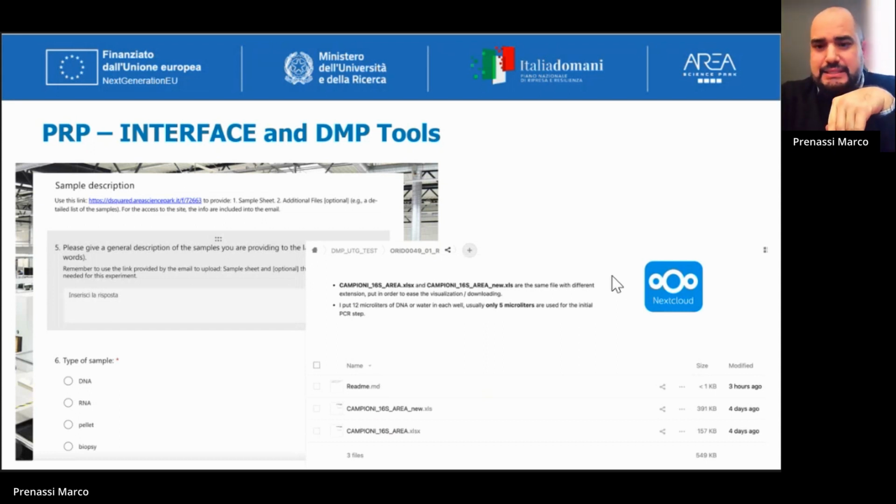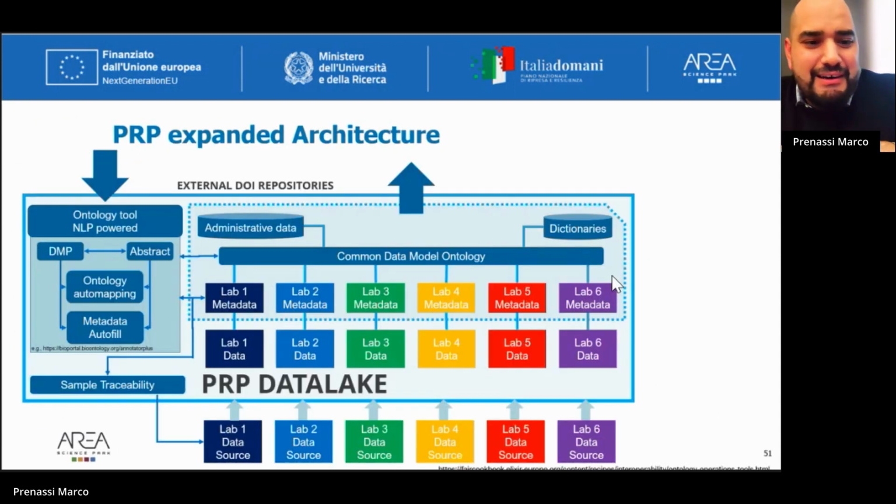Of course, this is of interest, I think, to few people, but we want to expand this architecture to include more, large, support ontologies, support international database repositories, and so on.